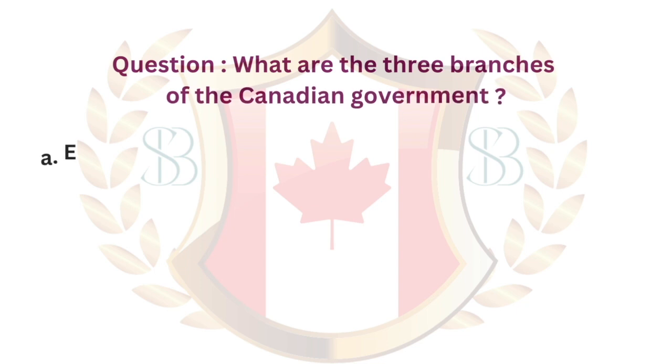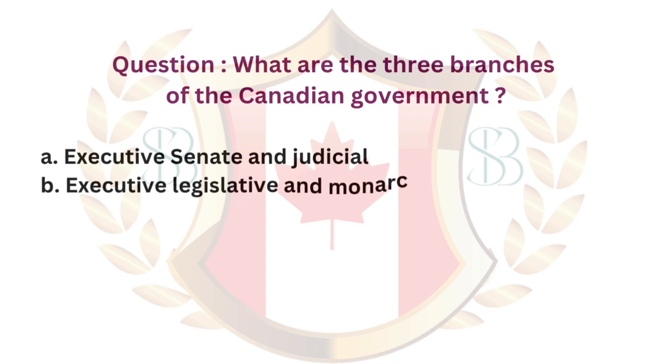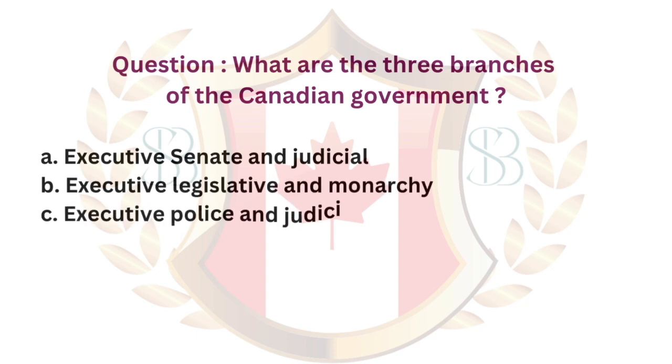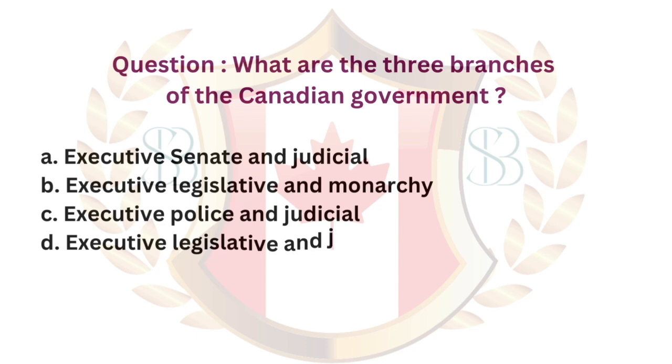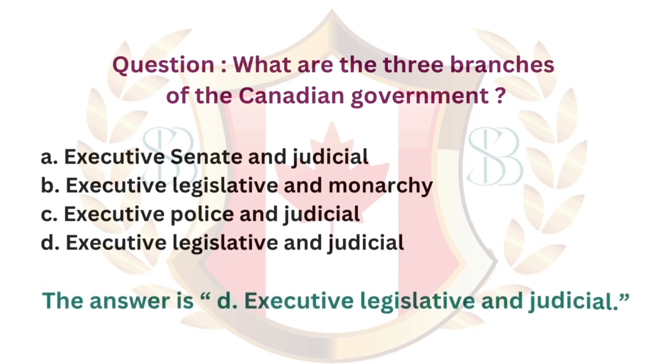Question. What are the three branches of the Canadian government? A. Executive, Senate and Judicial. B. Executive, Legislative and Monarchy. C. Executive, Police and Judicial. D. Executive, Legislative and Judicial. The answer is D. Executive, Legislative and Judicial.